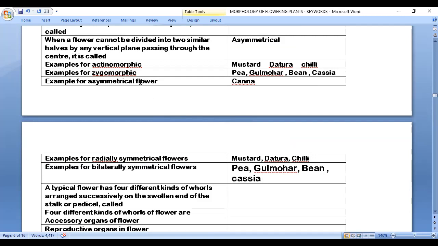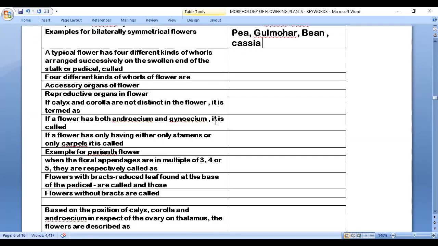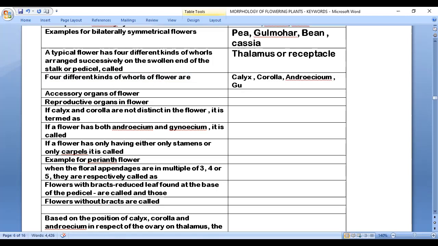Nothing but zygomorphic flowers. A typical flower has four different kinds of whorls arranged successively on the swollen end of the stalk or pedicel called the thalamus or receptacle. The four different kinds of whorls of a flower are calyx, corolla, androecium, and gynoecium.